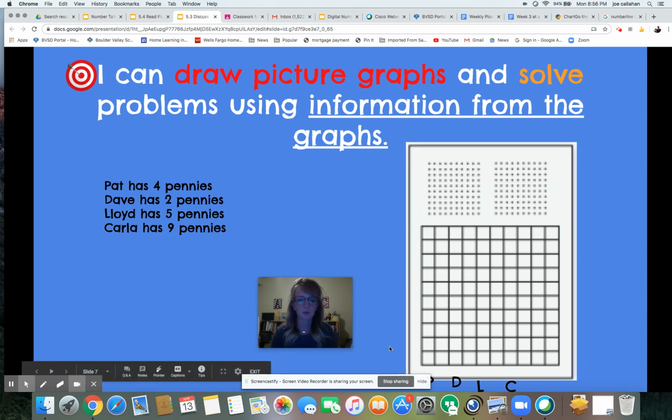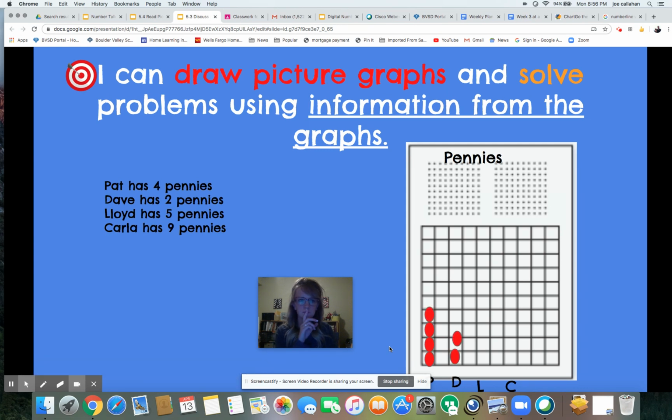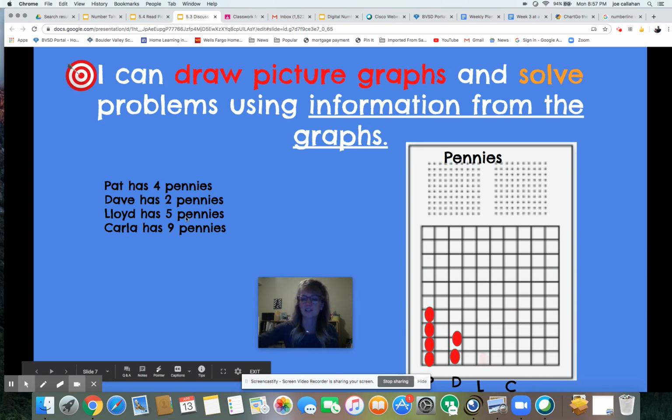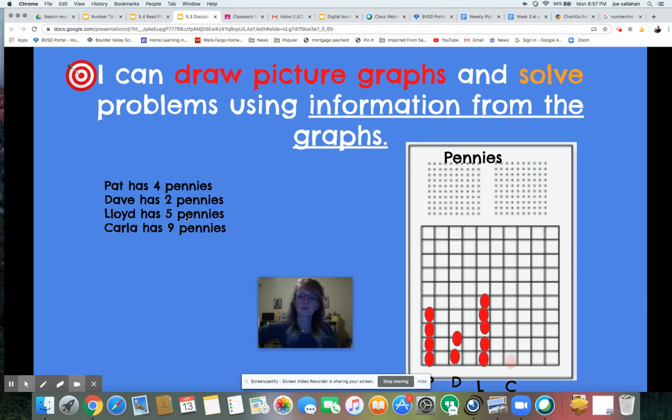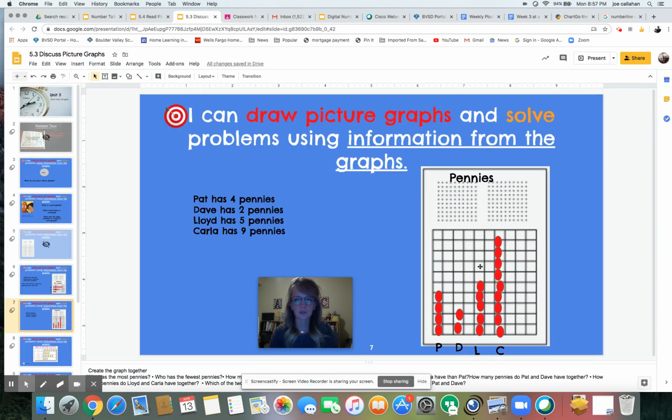Let's see if we can represent that data accurately. Pat has 4 pennies, Dave has 2, Lloyd has 5 pennies, Carla has 2. Now, do we have everything we need? We do have a title this time. What else is missing? That's right, our key. So let's add our key in.